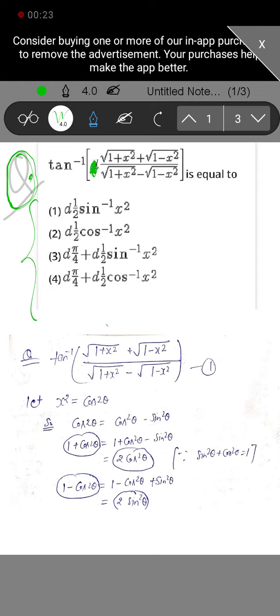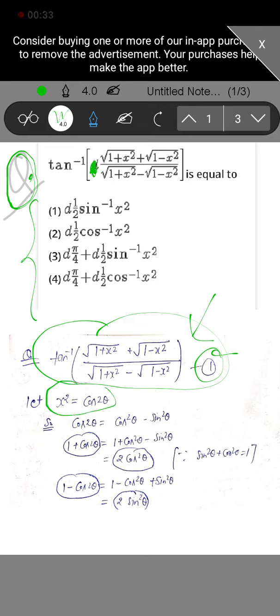Before solving, I have just written the question for you, which I have denoted as equation number one. For solving this question, I'm assuming that x square is cos 2 theta. As we suppose x square is equal to cos 2 theta, I'm going to use some notation that I will use later, so I'm just doing some calculation for later use.